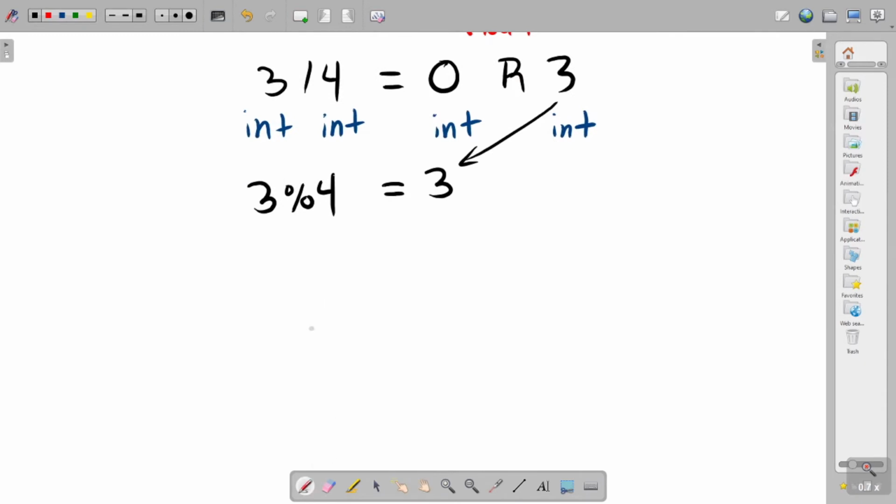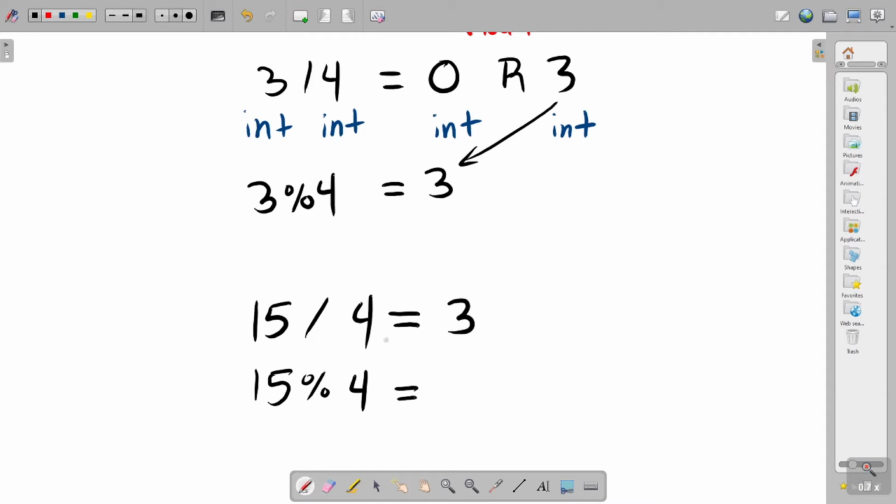So, just for an example, if I had 15 modulo 4 and 15 divided by 4, let's do this in the reverse order, just so it's easier to see. Divided by and modulo. 15 divided by 4 is 3, because 4 goes into 15 3 times, and 15 modulo 4 would be 2, because it would have a remainder of 2.